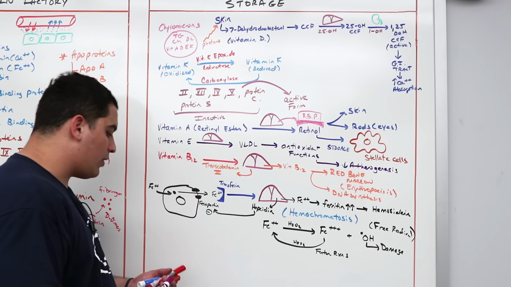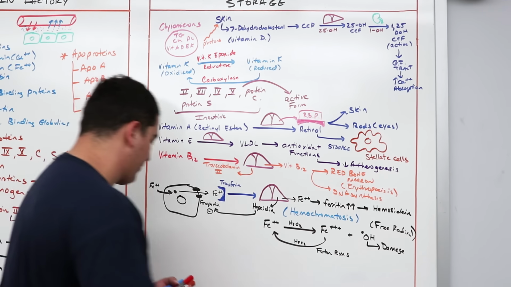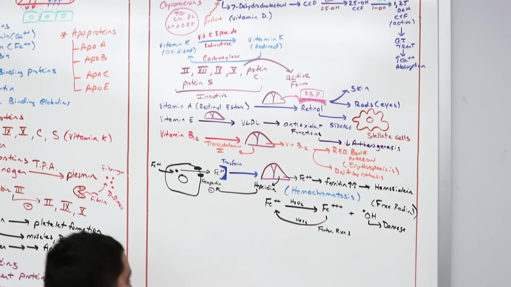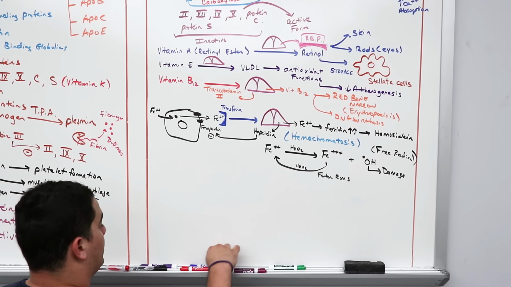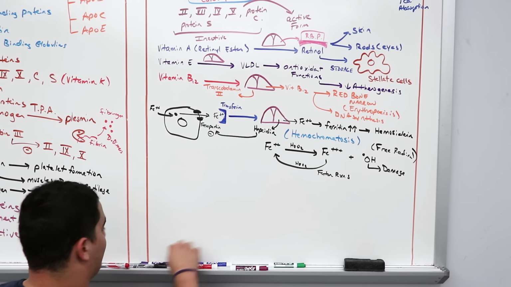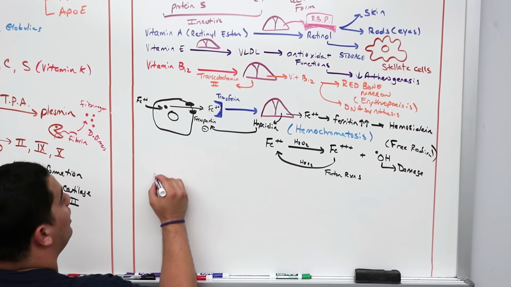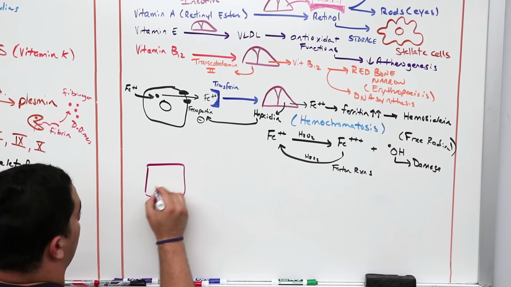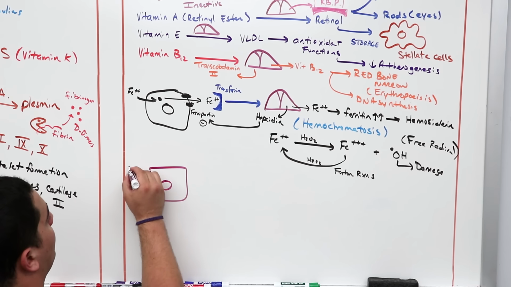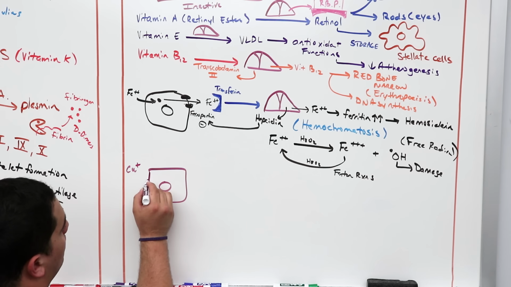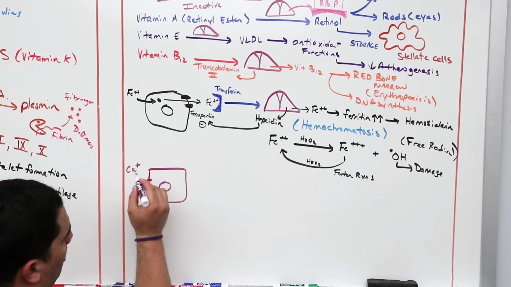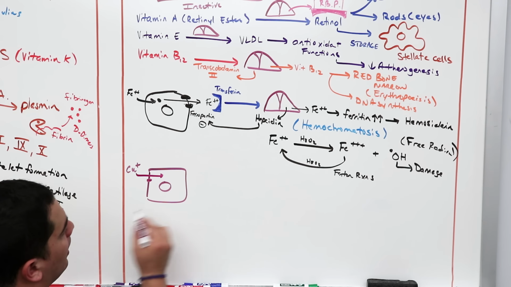Okay, and the last one that I want to talk about is copper. So let's say we take the copper here. Let's actually do this maroon. All right, so let's say here we have an enterocyte. And again, we're going to take up our copper. Now here's what you got to remember. There are these little transporters, divalent metal transporters, that take up the copper.